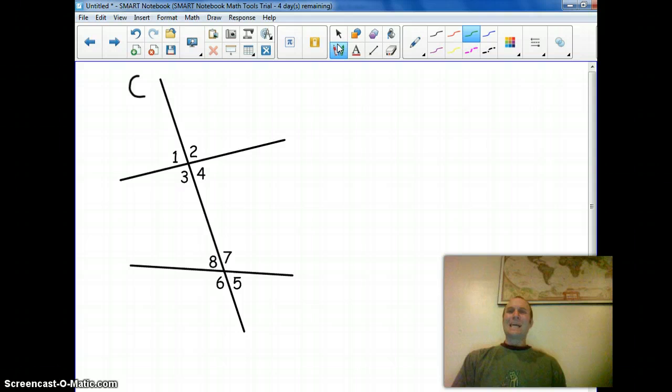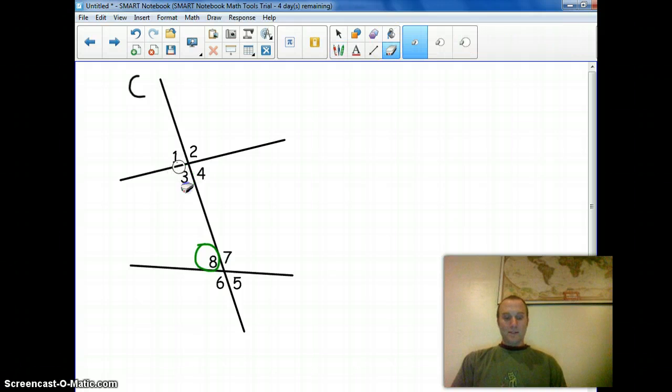Next set of angles. Same side interior angles. Same side of the transversal. Interior between the two lines. 3 and 8. And what are the other two? Right. 4 and 7 are also same side interior angles.